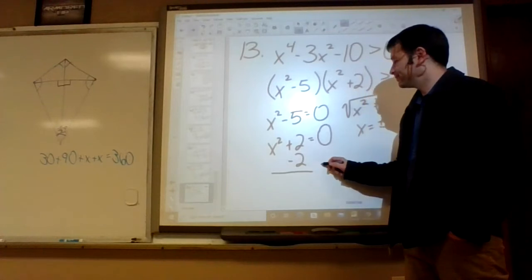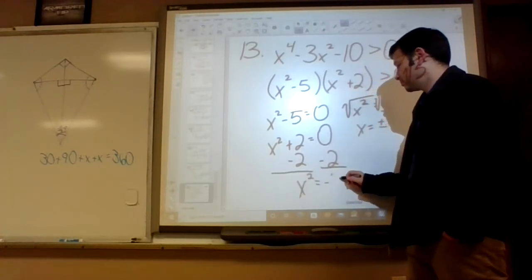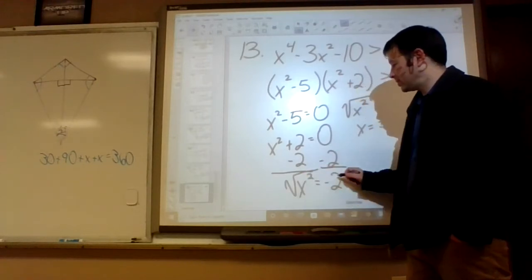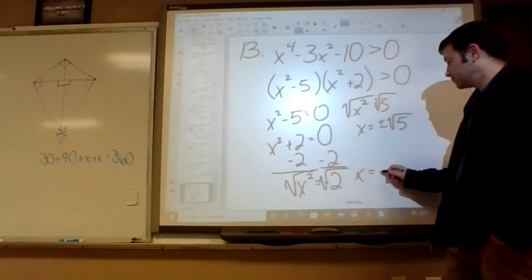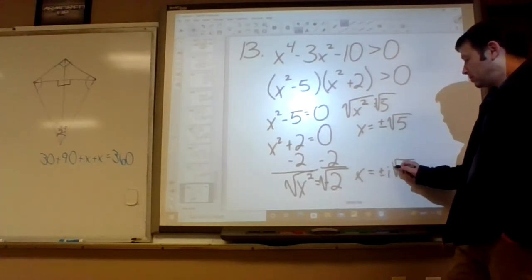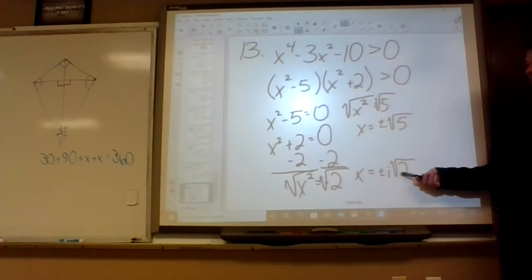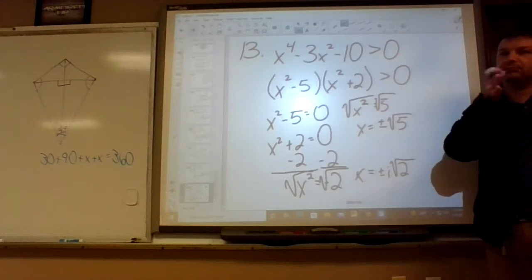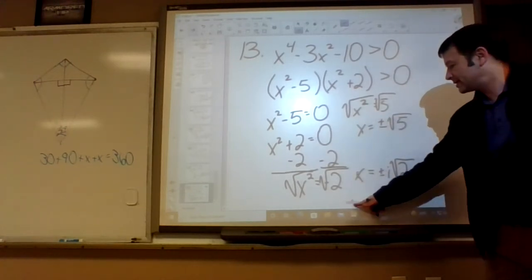What's the square root of negative 2? The square root of negative 2 is imaginary, which means it's not going to be an actual zero of a function. So it's not going to touch.